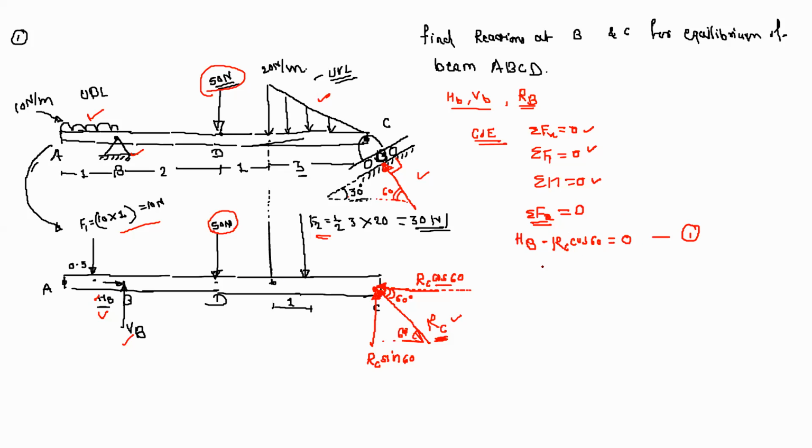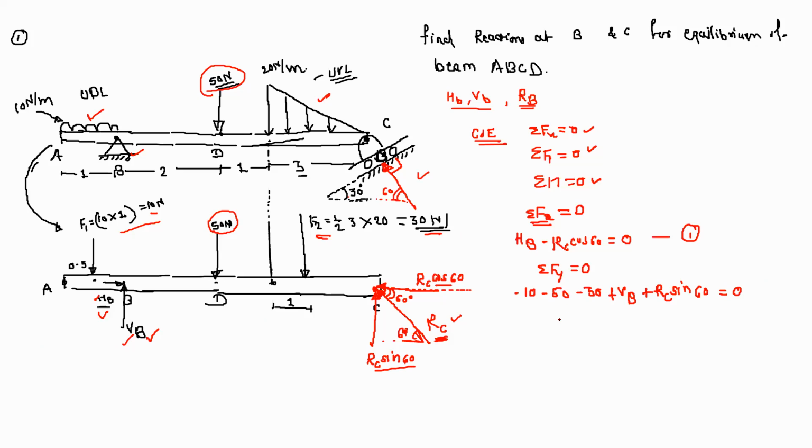Then you can use the summation Fy equal to 0. For summation Fy, first is 10 Newton in the negative y direction, so minus 10. Next is 50, so minus 50. Then minus 30. Then vertical reaction VB, so plus VB. Then next is RC sine 60, so plus RC sine 60, equal to 0.